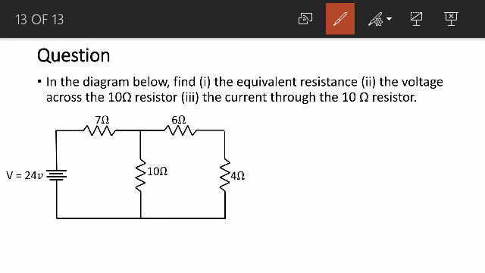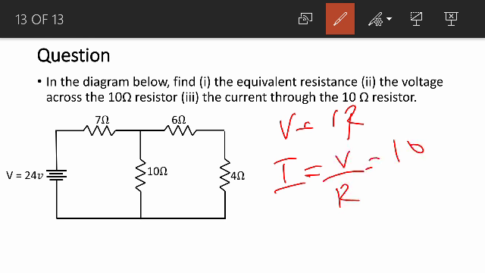Now, the next question is the current through the 10 ohm resistor. Since V is equal to IR, we can say that I is equal to V over R. Now, the voltage across the 10 ohm resistor is 10, and the resistance is also 10. So that gives us 1 ampere. So that is the answer to that question.